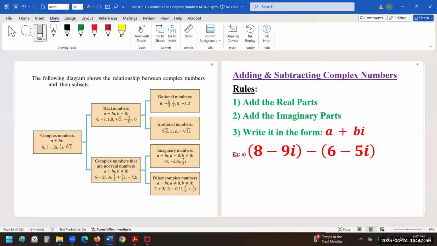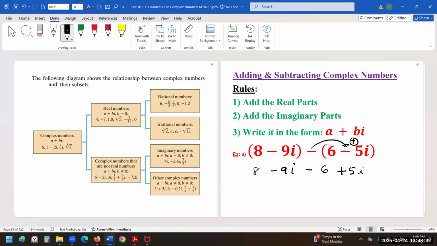So we have 8 minus 9i subtracting 6 plus 5i. Anytime you subtract, the sign inside whatever you're subtracting will change. So instead of minus 5i, it will turn into plus 5i. And then you combine like terms.